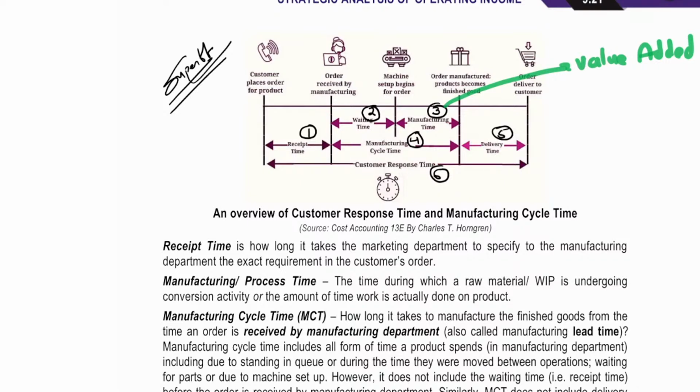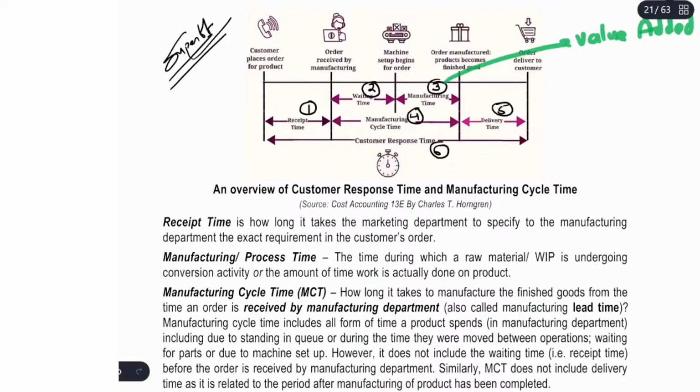Okay, at that particular point of time, although it is covered in the batch duration 6 to 9, there is no output in the initial 3 minutes, so that will be covered under manufacturing cycle time, right? So receipt time means the time taken by the marketing department to intimate the exact requirement to the manufacturing department, that is known as receipt time.